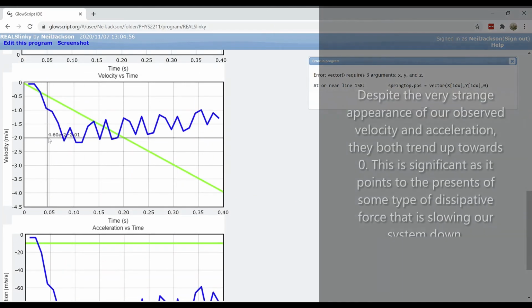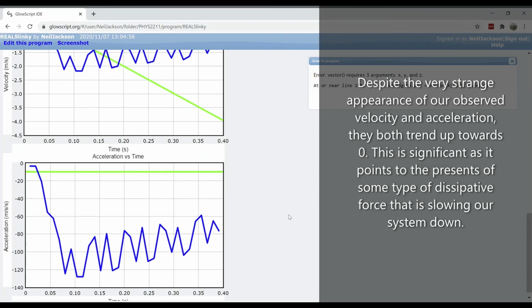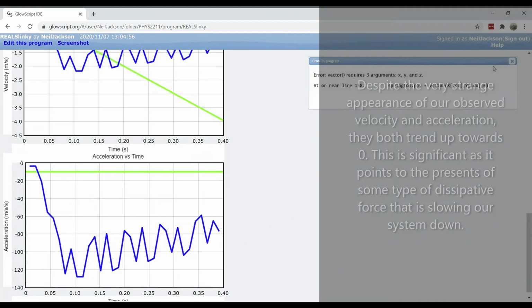Specifically in this velocity versus time graph, we can see that our velocity is slowly increasing towards 0, which would make sense if there is a drag force or other dissipative forces acting in our real-life system that wasn't modeled in our predicted model in GlowScript. Similarly, we can see this effect is true for our acceleration graph.